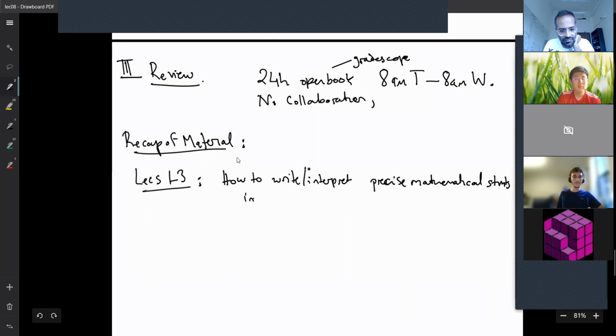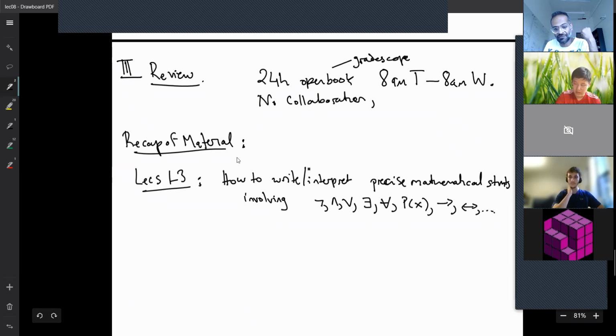So involving various logical connectives and quantifiers involving, you know, not, and, or, there exists, for all, propositional functions, conditionals, biconditionals, et cetera. And it's very important to understand what those mean. And an important thing here is what you should know operationally is you should know how to negate a quantified statement and how to prove a quantified statement.